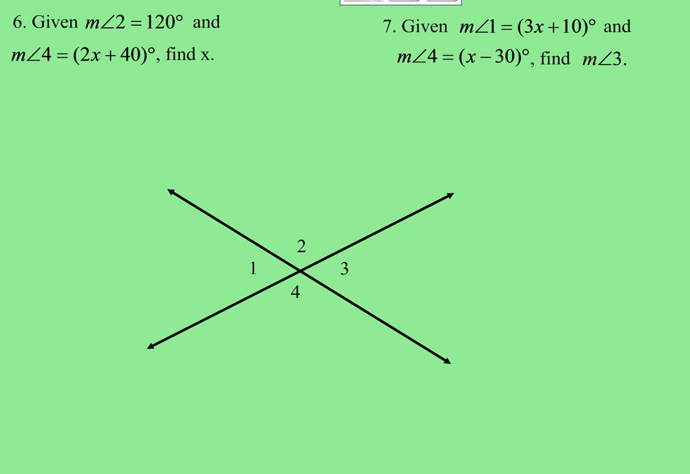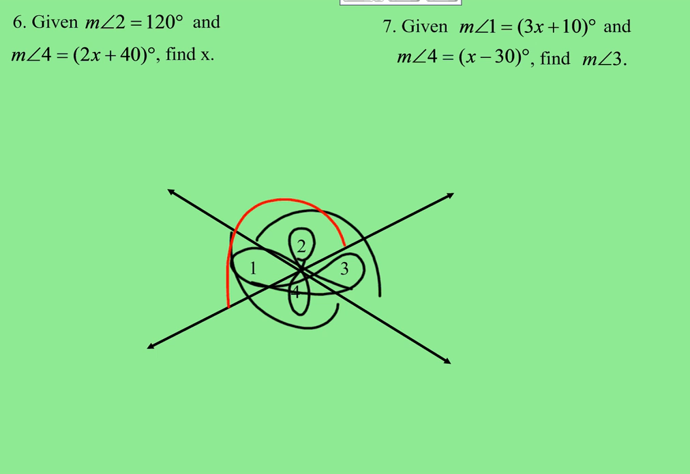All right, so take a look here. You've got two crossing lines. When you have two crossing lines, that indicates that these two are vertical, these two are vertical. So that means that they're going to be congruent. It also indicates that these form a line, so that's a linear pair. This is a linear pair. 1 and 2 is also a linear pair. 3 and 4 is also a linear pair. So there's a lot going on in there.